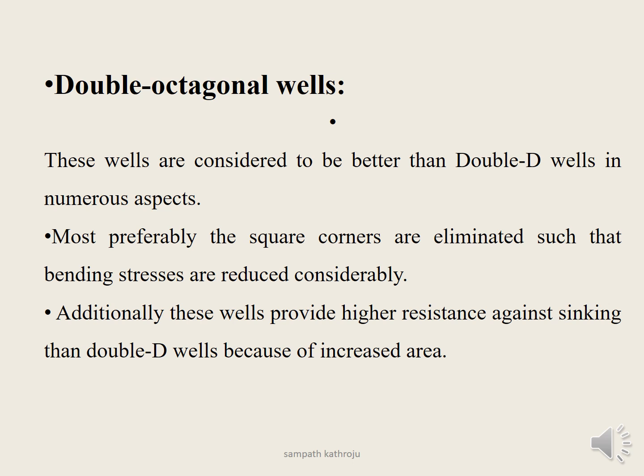Double octagonal well. These wells are considered better than double D. Most frequently the square corners are eliminated at these stages, and therefore the resistance is reduced. But during sinking, the resistance is increased because the area is increased.